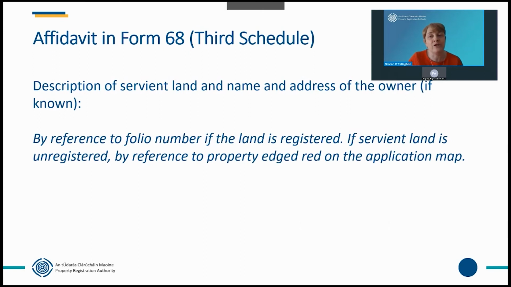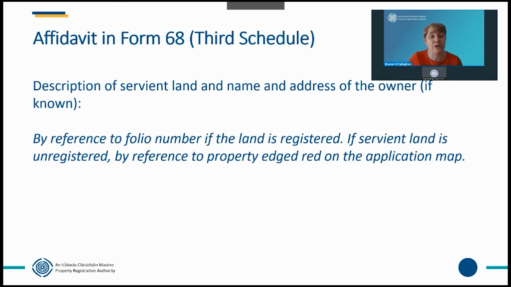The third schedule should contain the names and addresses of all the servient landowners. The onus is on the applicant to provide up-to-date names and addresses for the owners of the servient property. If the registered owner, for example, is deceased, these details should be provided along with the details of the personal representative, the next of kin, or the solicitor acting in the administration of the estate.